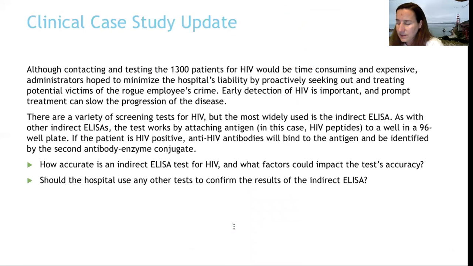Checking in with our case study, the guy who was switching out syringes, switching out needles. They wanted to contact 1,300 patients that they determined this guy had contact with. So they've gotten in touch with those 1,300 patients. They are going to test them for HIV, because the sooner you test, the sooner you can know, and the sooner you can get treatment. So this is literally life-saving. The faster they work, the better, to try and determine, did this person infect anybody else?